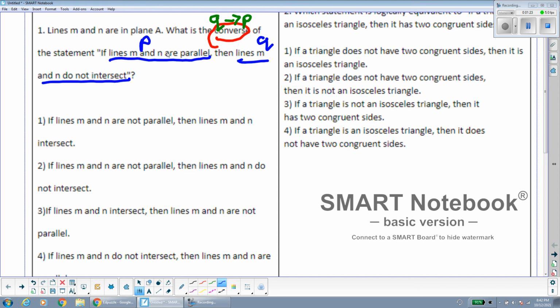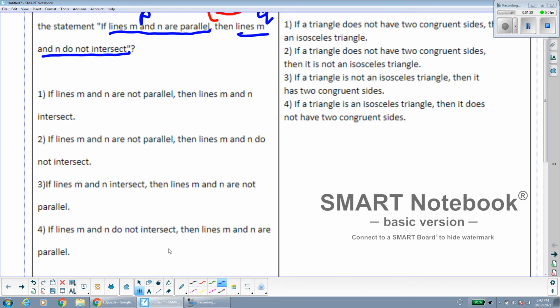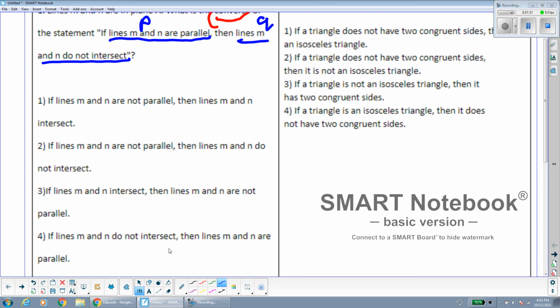So we can look through and see which answer choice says that. And that would be answer choice number 4 over here. Once again, all that happened is that P and Q switch spots.